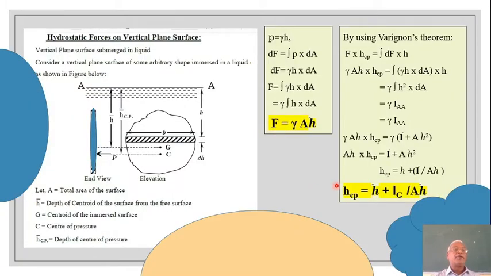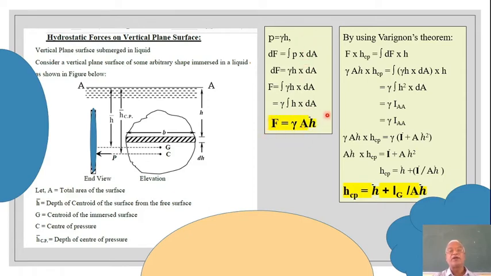Okay, this we have already done. Hydrostatic force on a vertical plane surface, all this is done. Here there is a lamina, and then edgewise when we see it, it is like this, right? And all these notations and this expression we have already discussed.